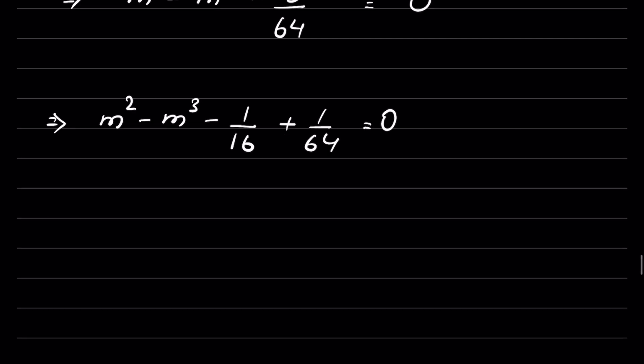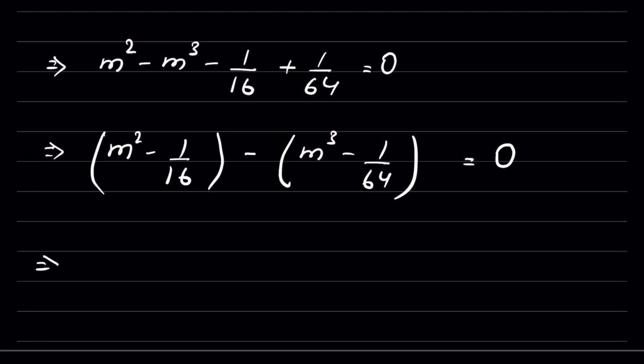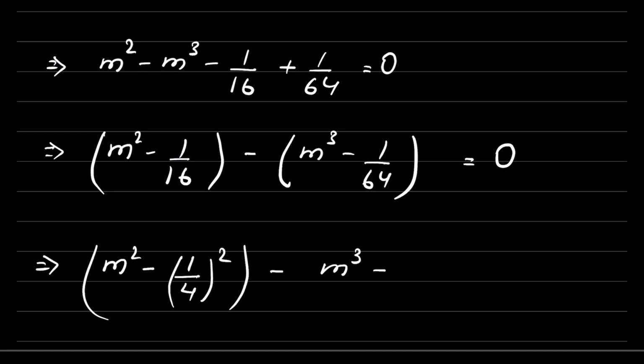Now let's rearrange the question. We can write m square minus 1 upon 16 together, and then minus m cube minus 1 upon 64 together. We are not changing the question, just rearranging it. Or m square minus 1 upon 16, we can write it as 1 upon 4 square minus m cube minus 1 upon 64 as 1 upon 4 cube is equal to 0.